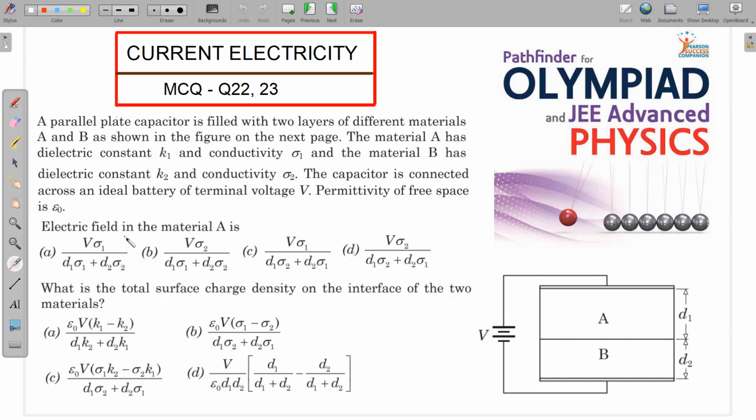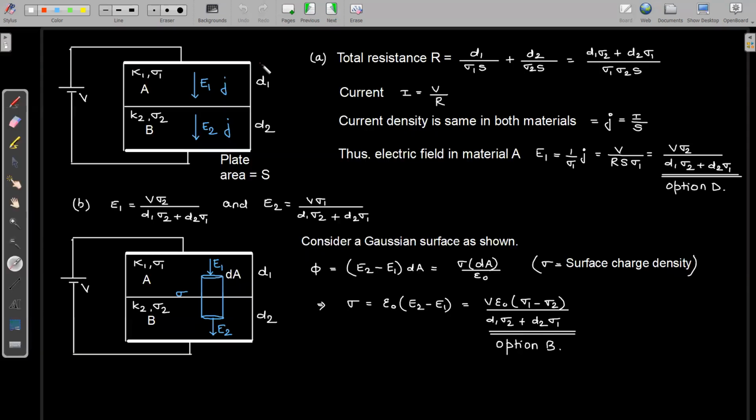So we need to find what is the electric field in the material A and what is the total surface charge density on the interface of these two materials. Okay, so at this interface, what will be the surface charge density? Okay, so let us try to solve this question.